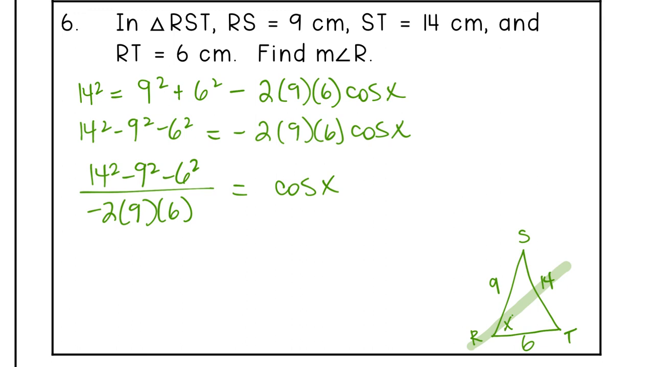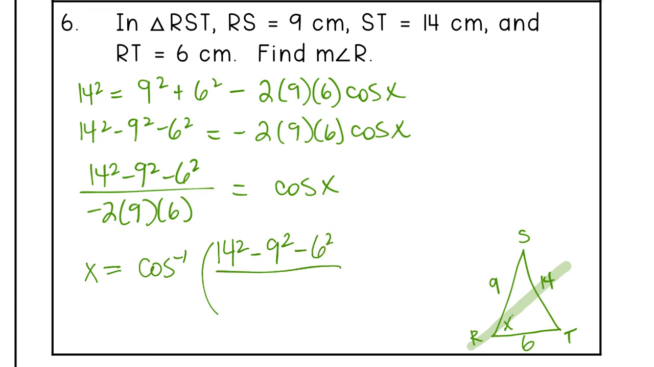Now, in order to get x on its own, we need to divide by cosine, which is cosine inverse. So I'm going to switch sides and put the x here. Equals cosine inverse of everything that's up there. So I'm going to rewrite it. 14 squared minus 9 squared minus 6 squared over negative 2 times 9 times 6. And now all that's left is to type it into the calculator. And when you do that, you should get 137 degrees.